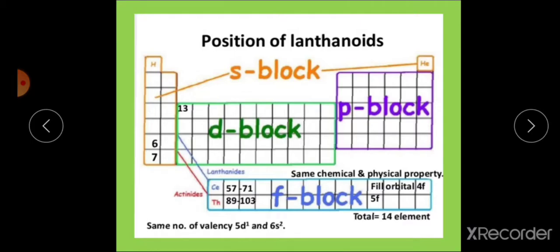These series are placed at the bottom of the periodic table for convenience. This series consists of 28 elements, 14 lanthanide elements and 14 actinoid elements. These lanthanide elements are from cerium, 58, to 71, and the actinoids from thorium, 90, to lawrencium, 103.